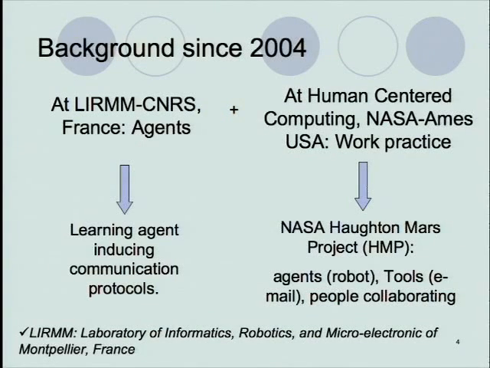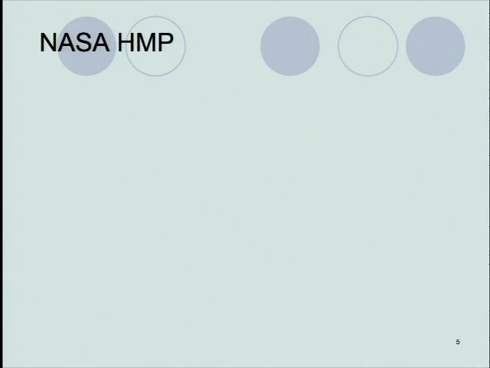So the main challenge was simply this: how do you understand communication, how do people induce communication protocols in cross-domain collaboration, for Clancy during the NASA HMP? I'm going to explain the two contexts concerning understanding communication protocols in cross-domain collaboration.